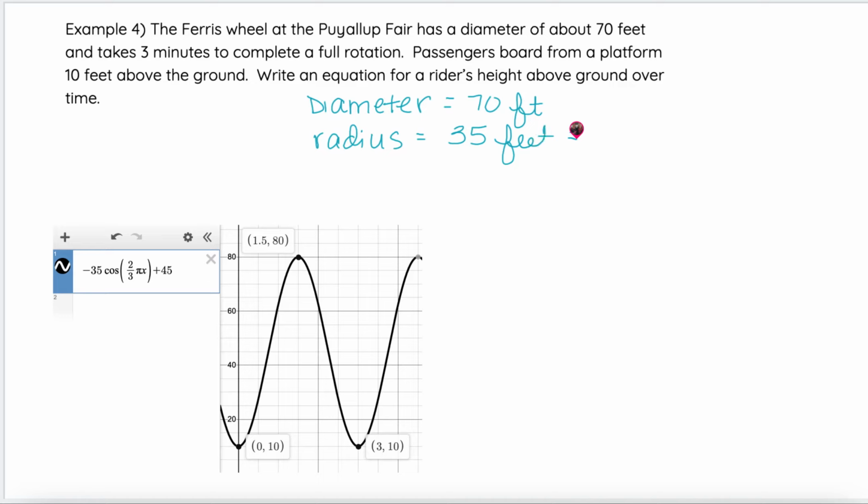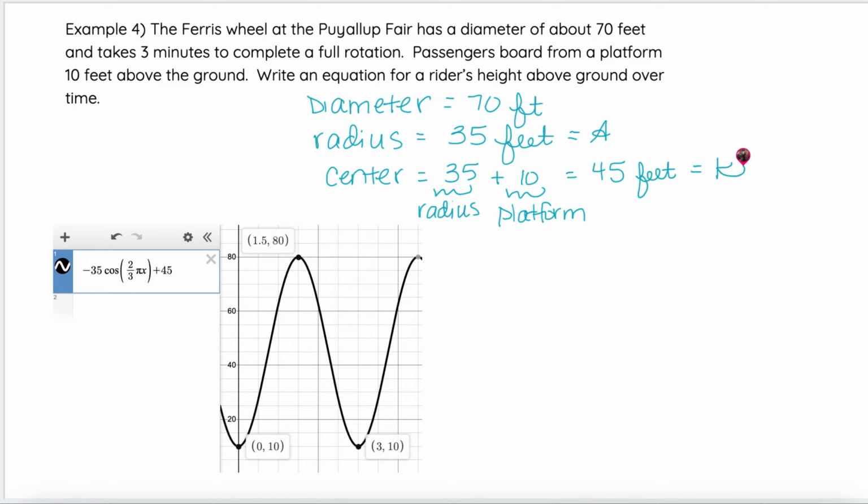And this also gives us the amplitude, how far above and how far below the midline we are oscillating. We know that the center is the radius, but we are on a platform, so plus 10 feet for the platform, or 45 feet altogether. So this gives us our shifting, our K value.